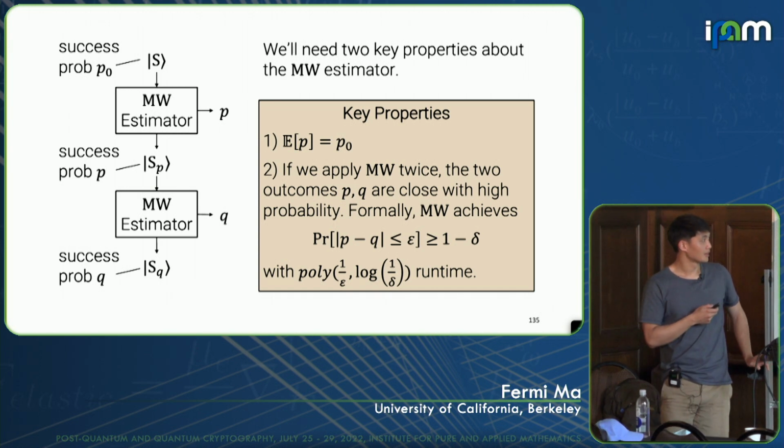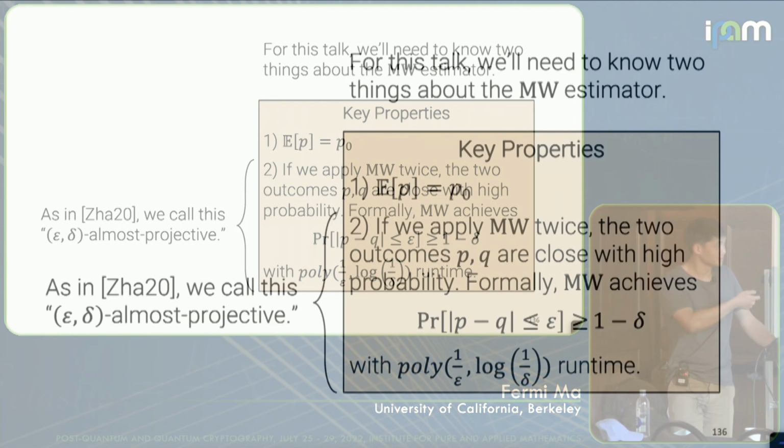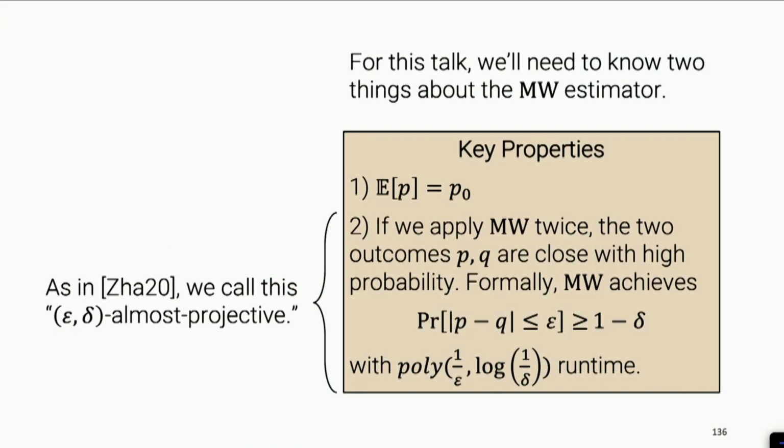I think this property was first noticed in a work of Zandri. He called this property epsilon-delta almost projective. If you're wondering why I've been citing both Marriott-Watrous and Zandri, it's because Mark didn't know that Marriott-Watrous existed, so when he was trying to solve a problem, he just invented it and came up with a bunch of names for it. And his view of it turned out to be more useful for what we're doing.